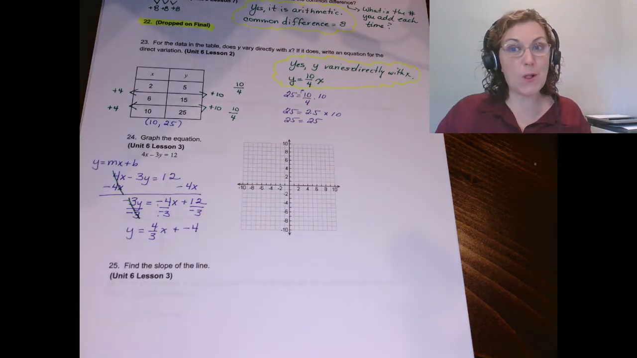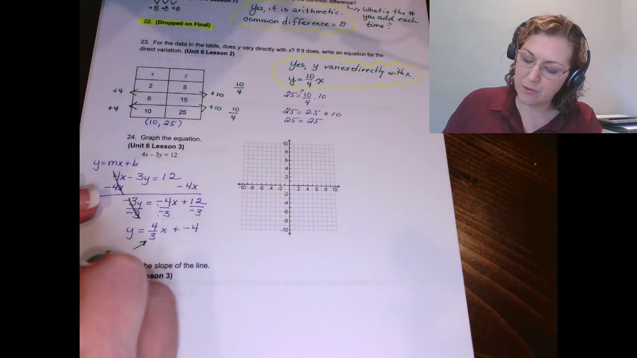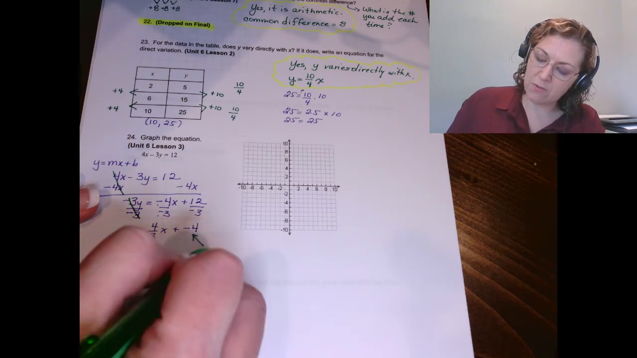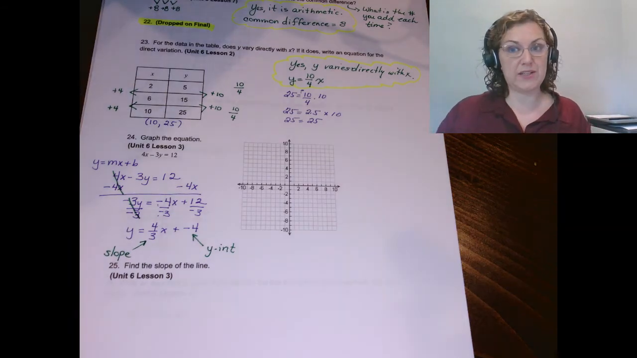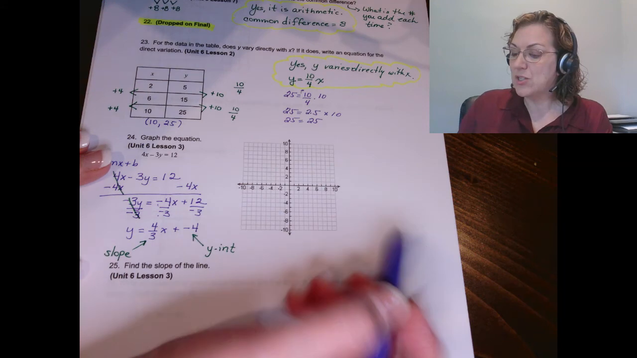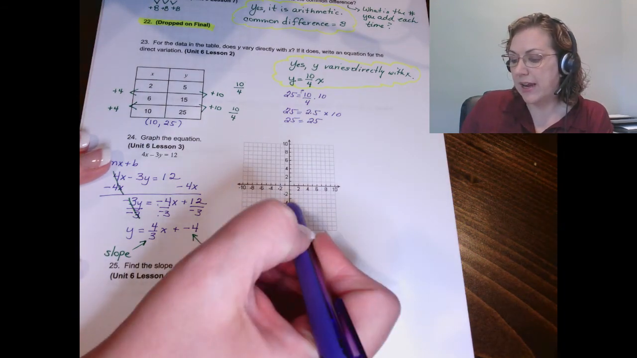Now you did all of that great work. Let's point out this is my slope, and this is my y-intercept. So where do we start? We start on the y-intercept. So I'm going on my y-axis down to -4. 1, 2, 3, -4.